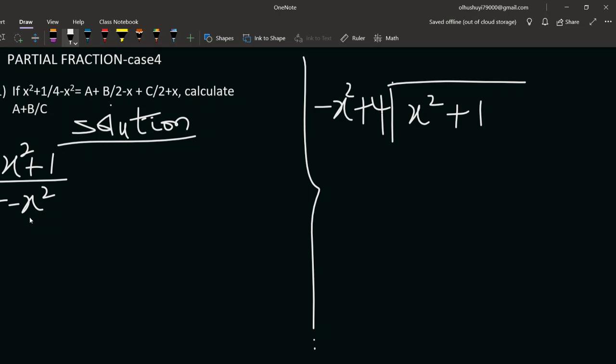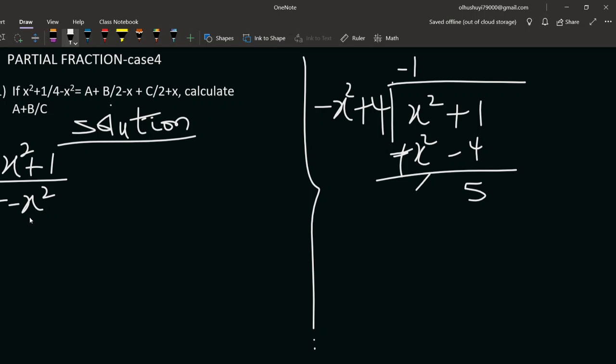x squared in x squared, and in minus x squared, that is minus 1. Then this times this, you have minus x squared. Minus 1 times 4 we have minus 4. This minus, supposed to be plus here. This minus this is gone. 1 minus minus 4, that will be 5.